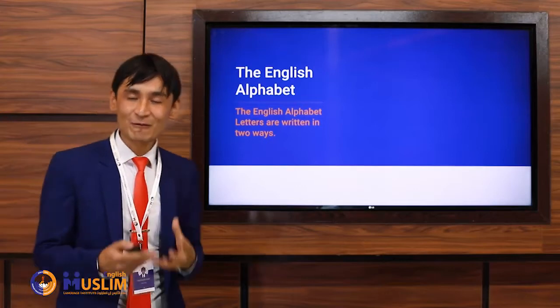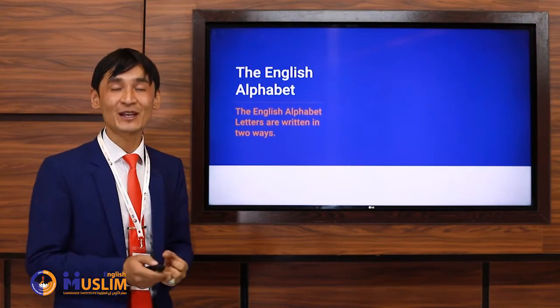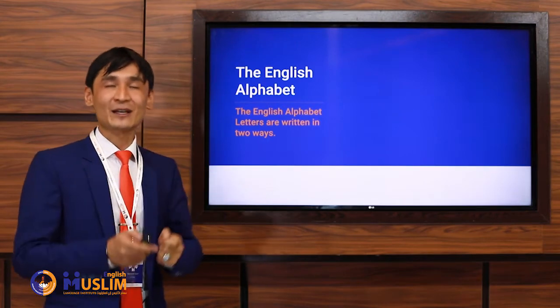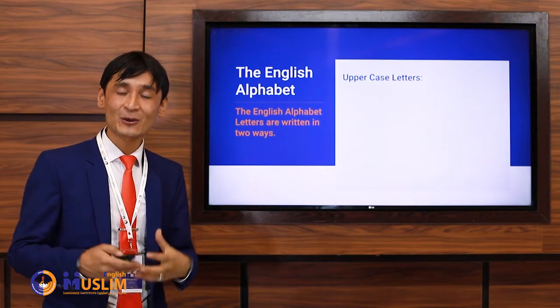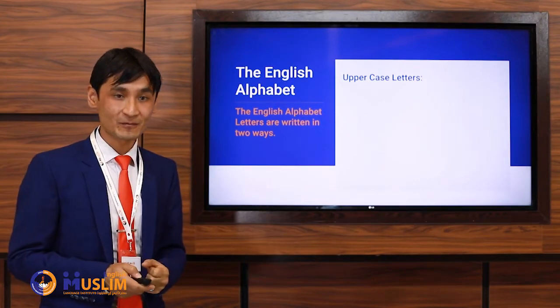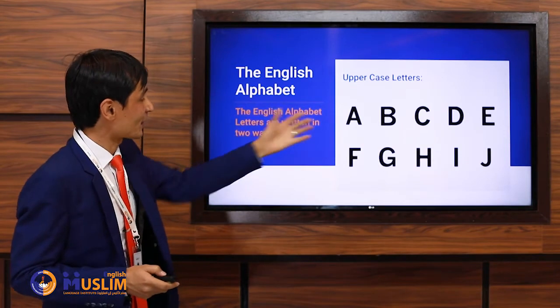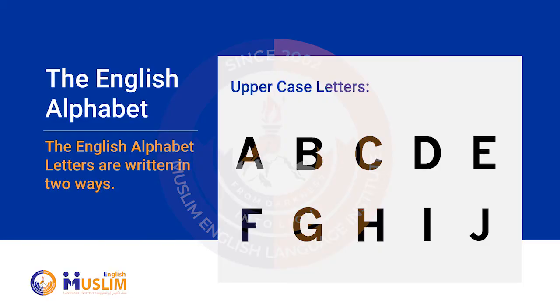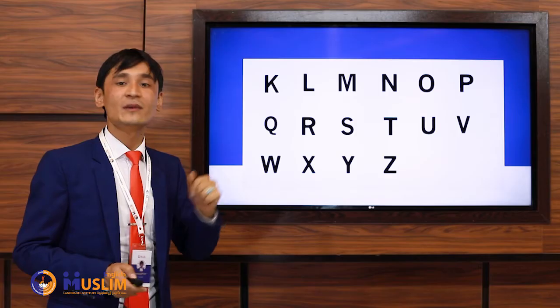The English alphabet letters are written in two ways. The uppercase letters. As you can see them here on the screen, some are here, A to J, and the rest is here, K to Z.